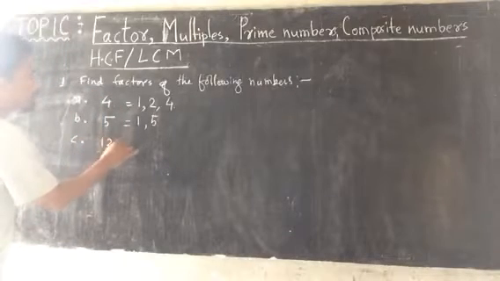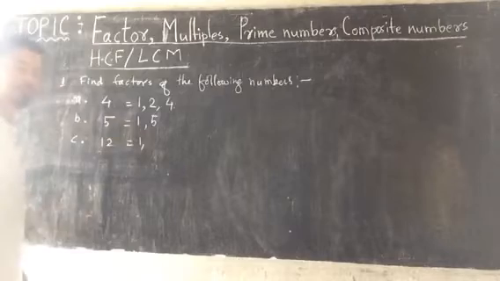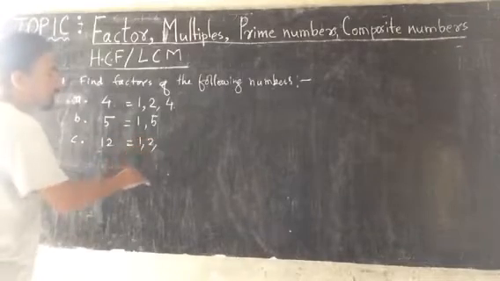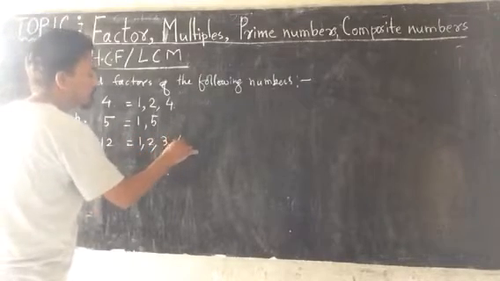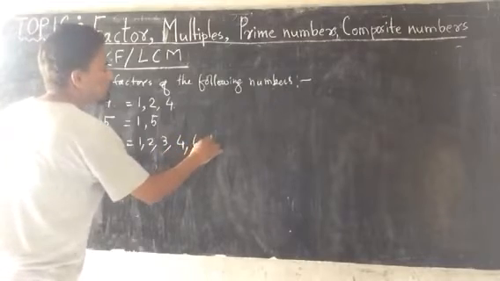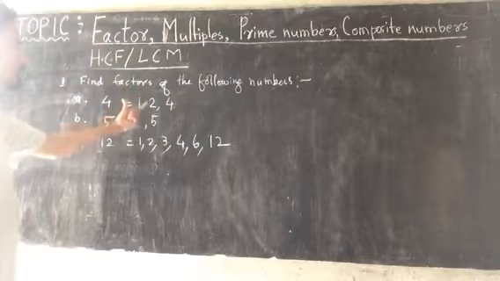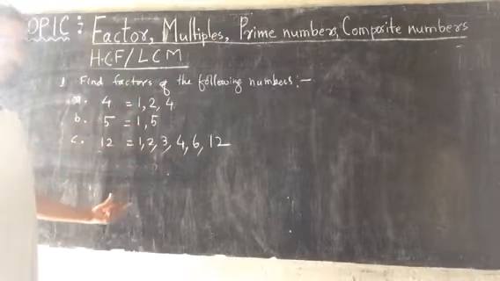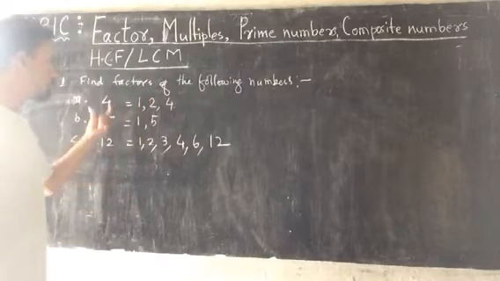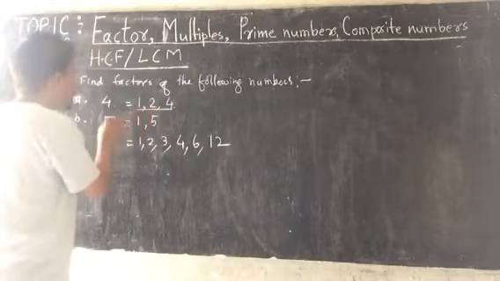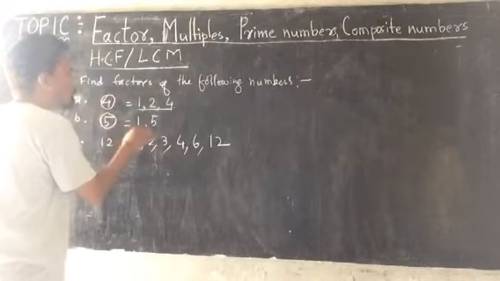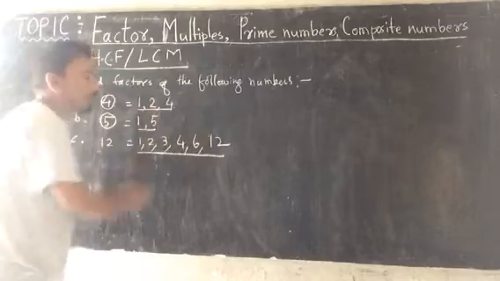Similarly, 12: 1 times 12 is 12, 2 times 6 is 12, 3 times 4 is 12, 4 times 3 is 12, 6 times 2 is 12, 12 times 1 is 12. These are the factors of 12. Okay, so this is the simple way to find the factors. It is a small number, so we could easily find the factors of 12.